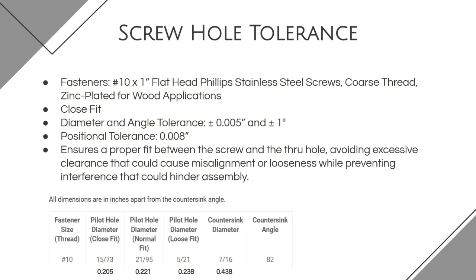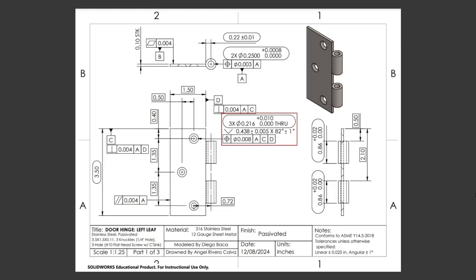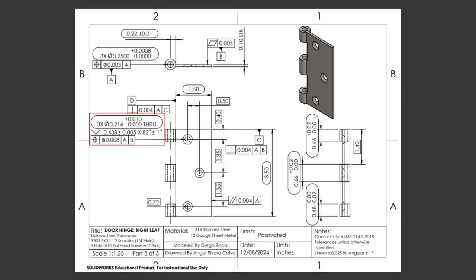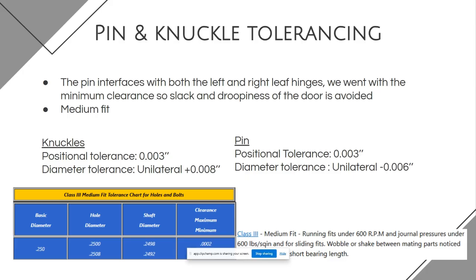Additionally, we maintain a positional tolerance of 0.008 inches, which helps in the precise alignment, ensuring the hole is straight and not askew. Since the depth of the hole is only the thickness of the hinge, the positional tolerance does not have to be as tight as some of the other positional tolerances. We apply these measurements and tolerances to the three screw holes on both the left leaf drawing and the right leaf drawing.